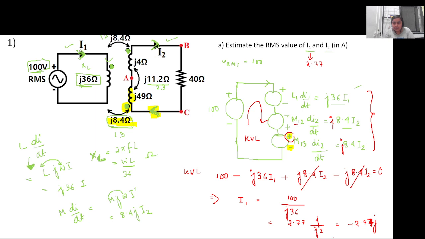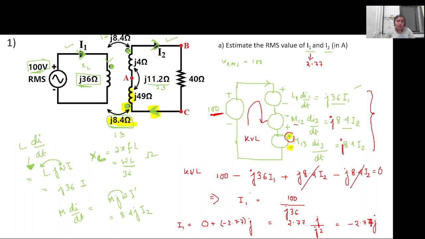So you understand, I1 can be expressed as 0 minus 2.77j. So you have to calculate the magnitude, which will be equal to the RMS value, since we have taken 100, which is in volt, the voltage which is also an RMS value. So we get the magnitude as 2.77. Is it okay? Yes, ma'am, it is clear.